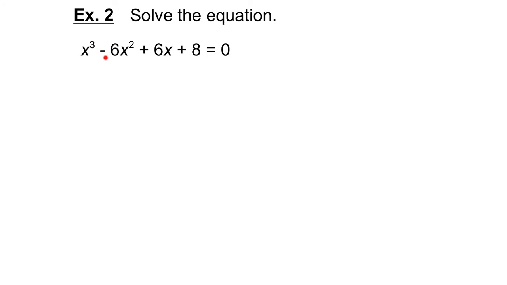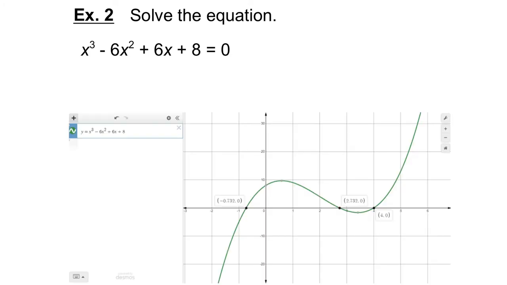Let's try another one. Solve x cubed minus 6x squared plus 6x plus 8 equals 0. I already made it equal to 0 just to make the examples easy, but if it was not equal to 0, you would just move your terms all to one side so that you have it equal to 0. Okay, so again, try it. y equals x cubed minus 6x squared plus 6x plus 8. Plug it into Desmos. And it's going to look like this on your screen.